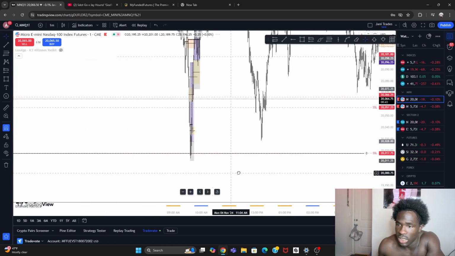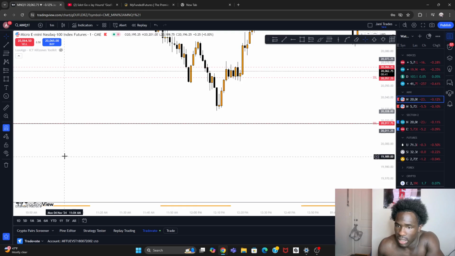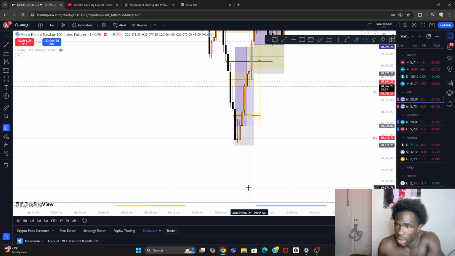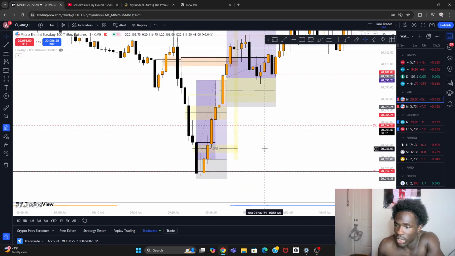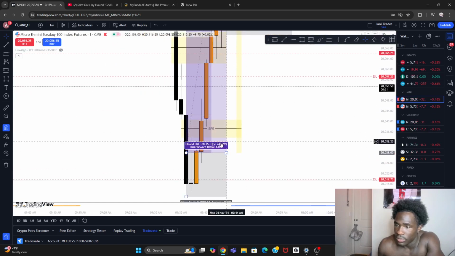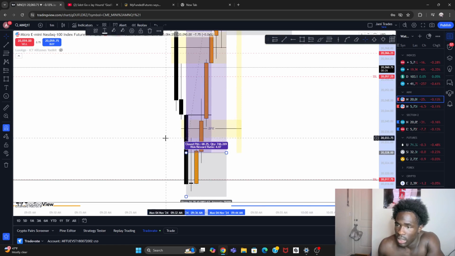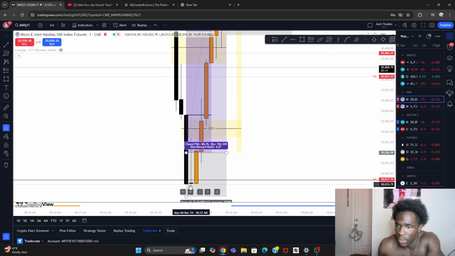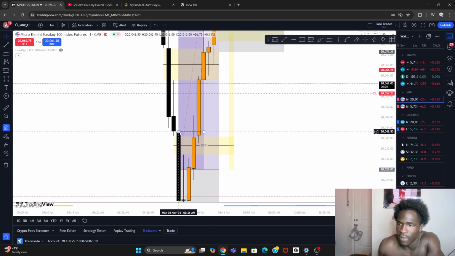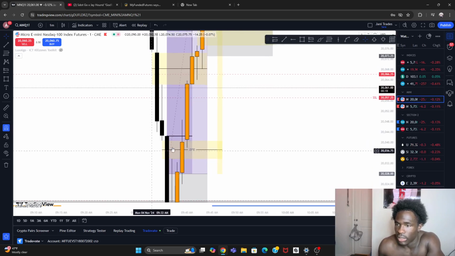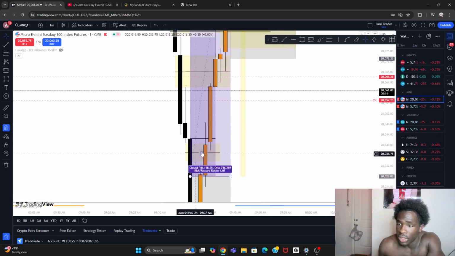Literally, as soon as that swept, I hunted for a setup. We had this inversion, but then we created a fair value gap here. Then we had a break of structure here. Then we had a hammer candle here. So this was like an A plus plus setup all around. Then we have break of structure here, and had a great BPR.